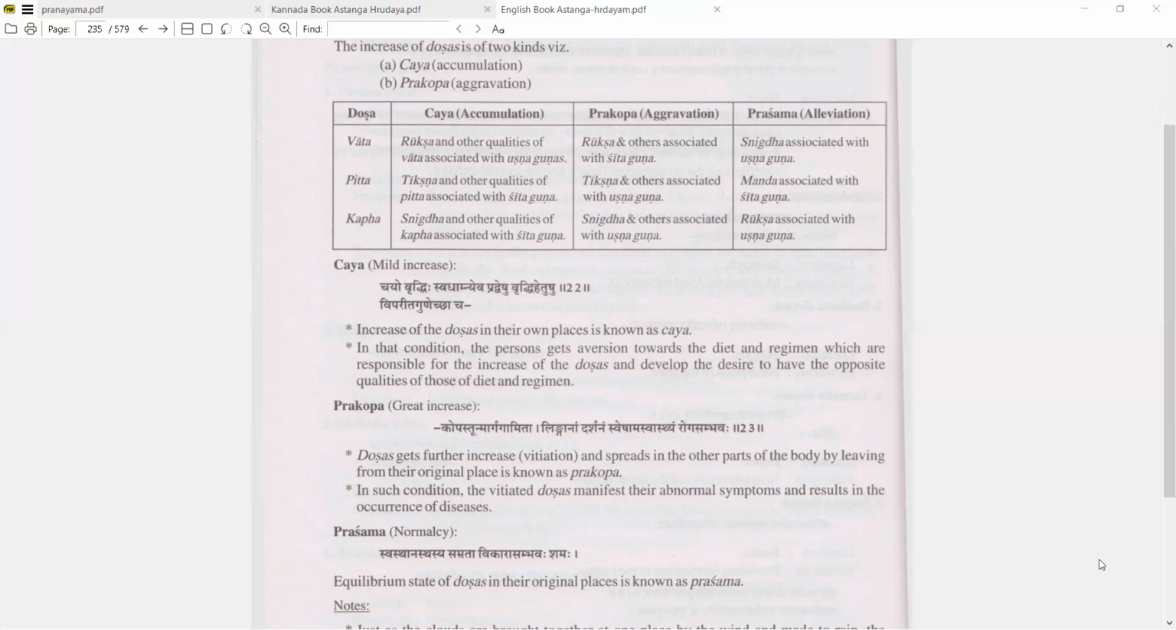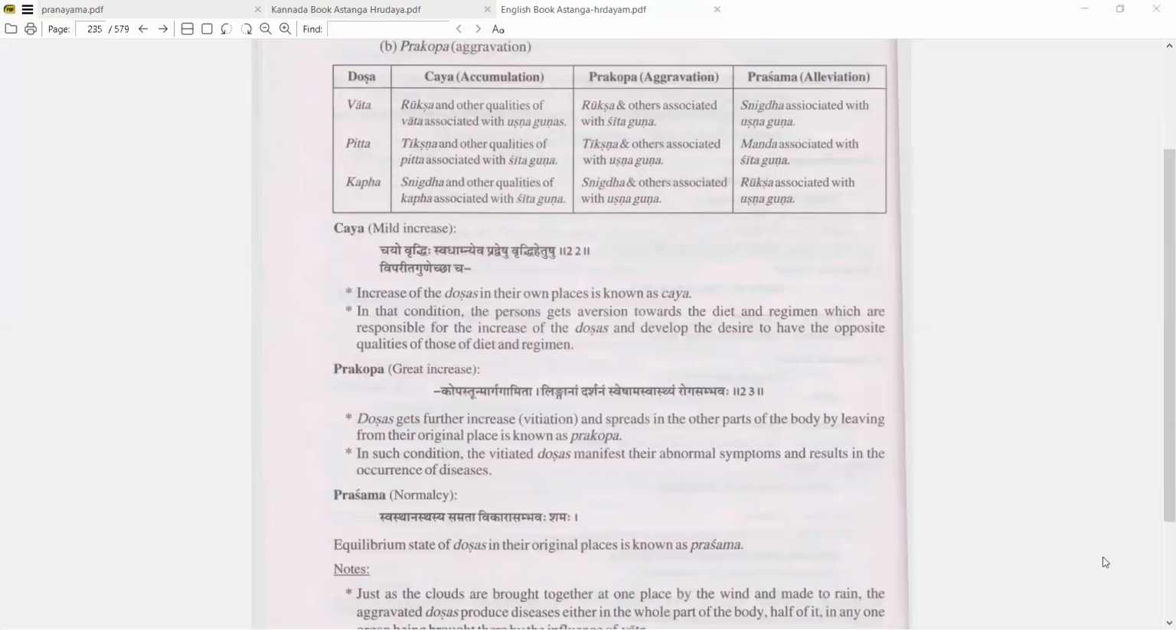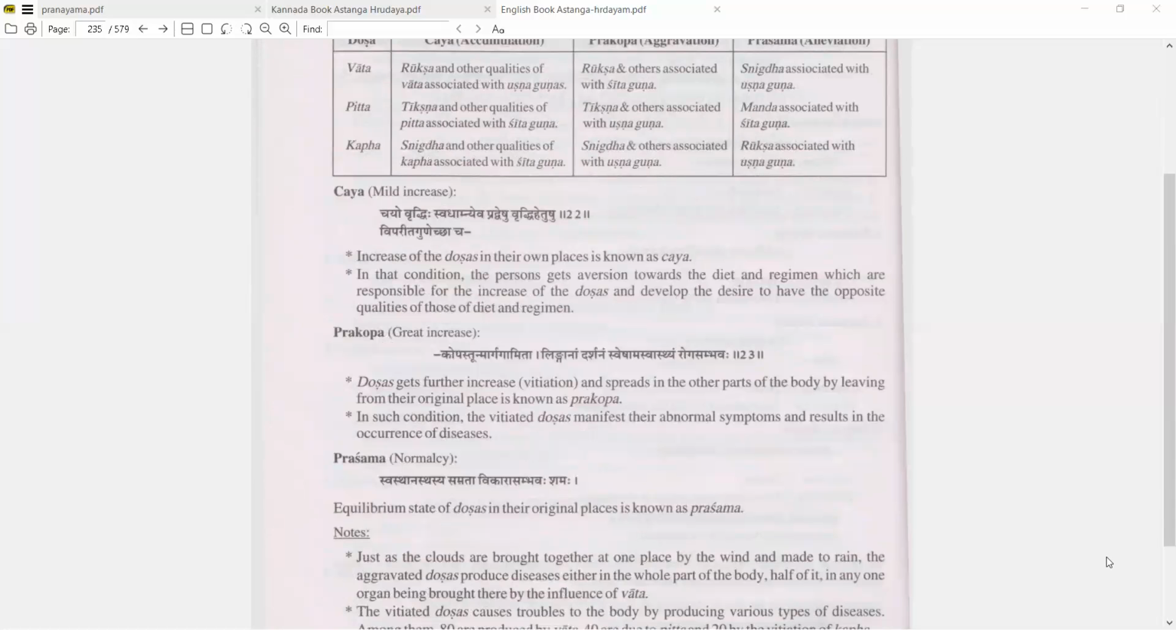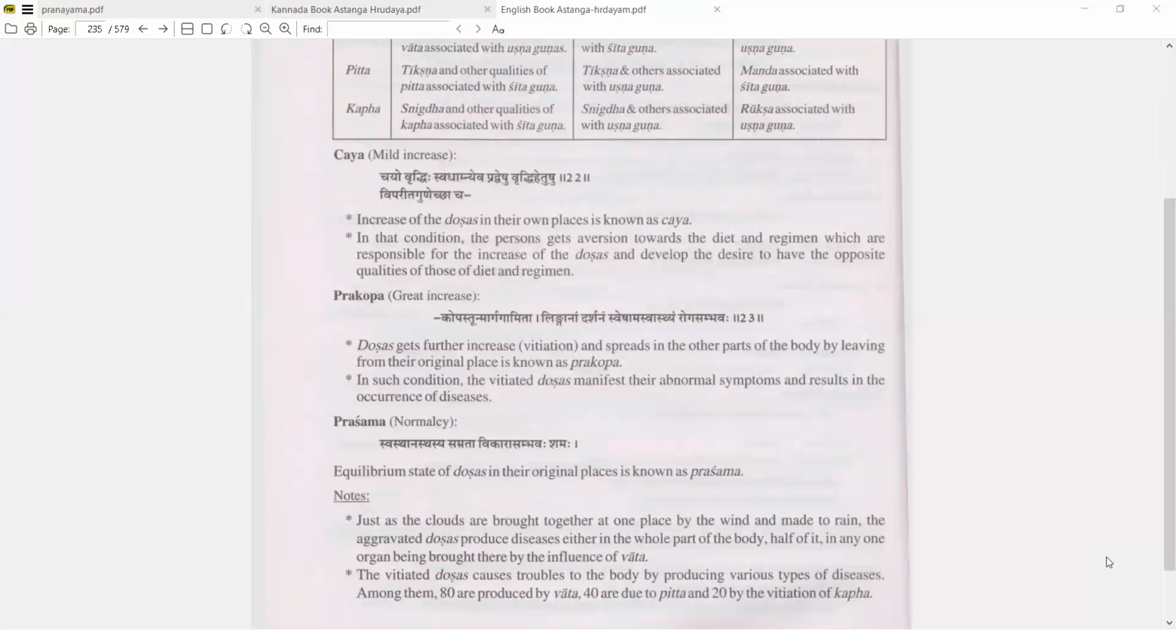Prakopa, great increase. Doshas get further increase, vitiation, and spread in other parts of the body by leaving their original place, which is known as prakopa. In such condition, the vitiated doshas manifest their abnormal symptoms and result in the occurrence of diseases. Prashama, normalcy. Equilibrium state of doshas in their original places is known as prashama.